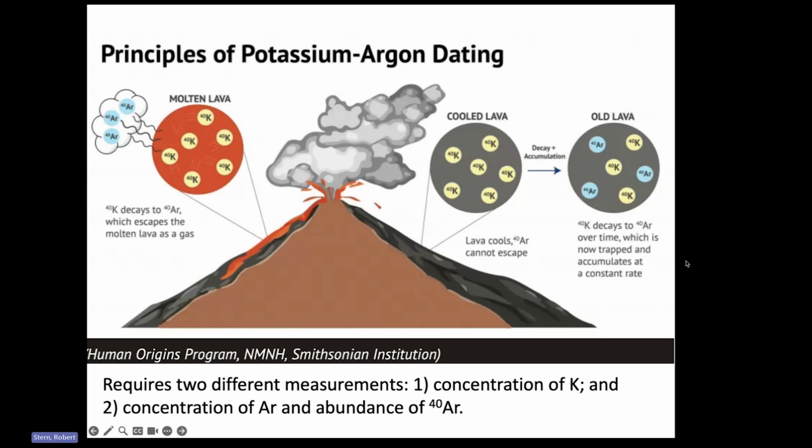Now, the problem is it requires two separate measurements. One is to determine the concentration of potassium in your sample, which could be a rock or a mineral. The other is to determine the concentration of argon and the abundance of argon-40 in your sample. One requires a different analysis than the other, and that introduces error. But with argon, with neutron activation, we can turn the potassium into argon, and then we have another tool.